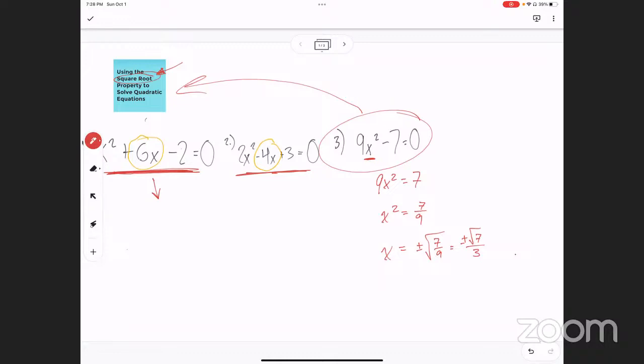This one's not too bad to do. What you would do is you would take half of the b term. So take half of that, which is 3, and square it, and add it and subtract it. So my original problem is x squared plus 6x minus 2 equals 0. And I'm leaving some space here because I'm going to add 9 and then subtract 9. Why 9? Because that's half of b squared.